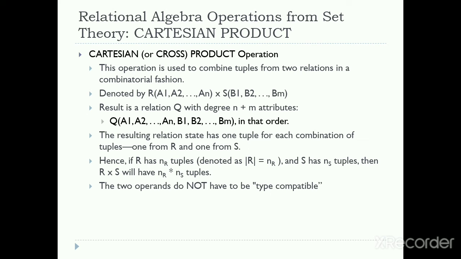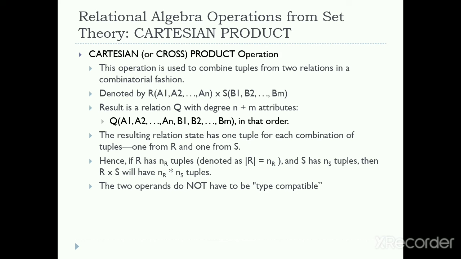Now the last one is Cartesian product, also known as cross product, and it is denoted by the X symbol or the cross symbol. If I take relation R with n attributes and relation S with m attributes, in the resultant relation you will get n plus m attributes. It takes the combination of each tuple of R with S, so it combines tuples from two relations in a combinatorial fashion.